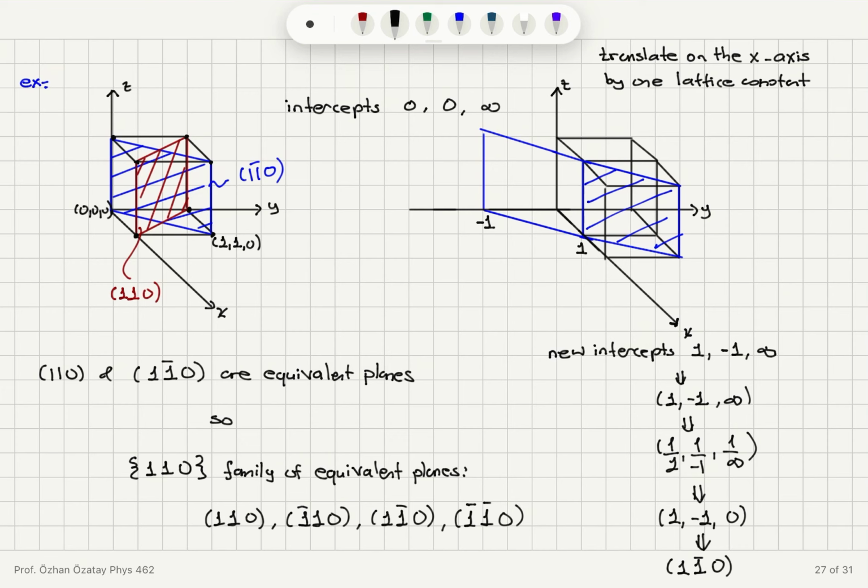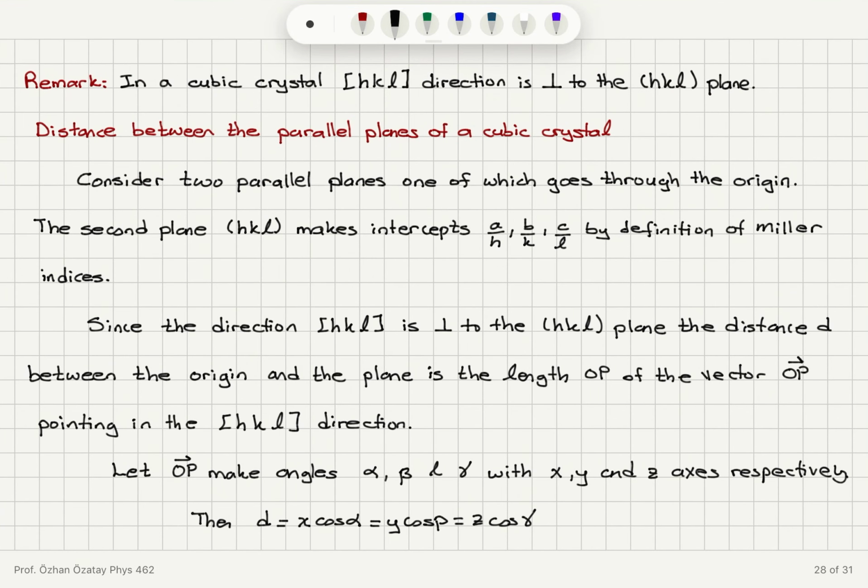Now, if you look at the symmetry of this crystal, the (1 1 0) plane and the (1 1 bar 0) plane are equivalent planes. They belong to the set of equivalent planes {1 1 0}, so we show it with curly brackets. We see that (1 1 0), (1 bar 1 0), (1 1 bar 0), and (1 bar 1 bar 0) are all equivalent planes by virtue of symmetry. So we can represent this family of planes with the curly brackets {1 1 0}.